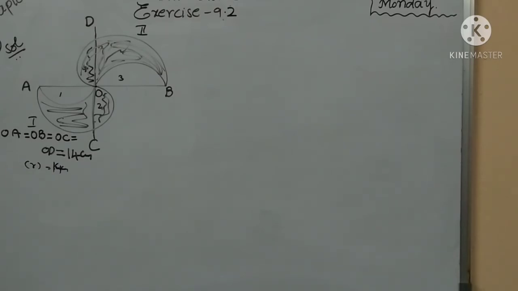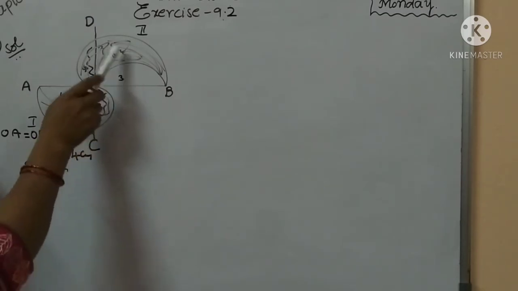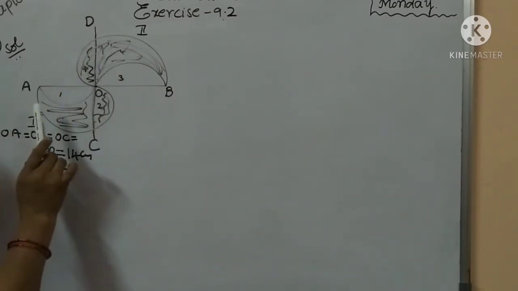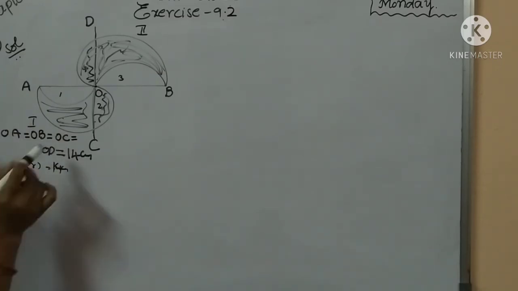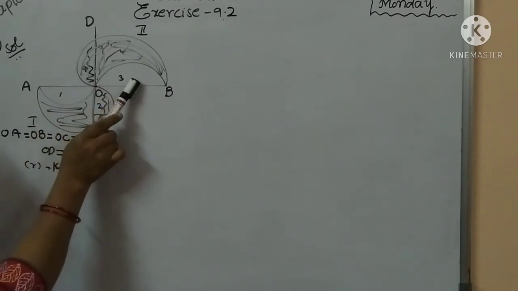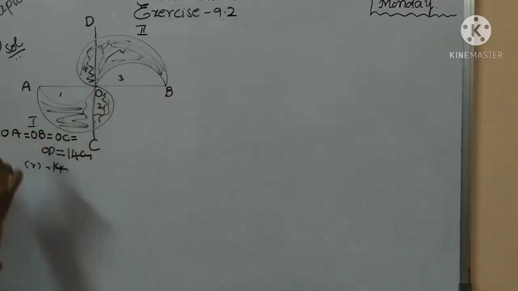So area of 1 by 4th of a circle. We know that 1 by 4th of a circle. So here how many parts? 1, 2, 3, 4 parts. 1 by 4th of a half circle. So observe that it is adding up like this, and it is adding here. So first, find the area of the shaded region.